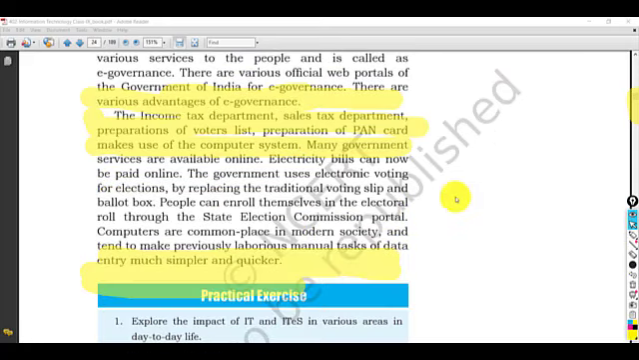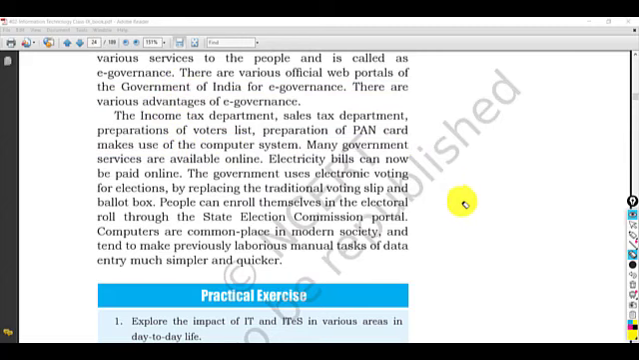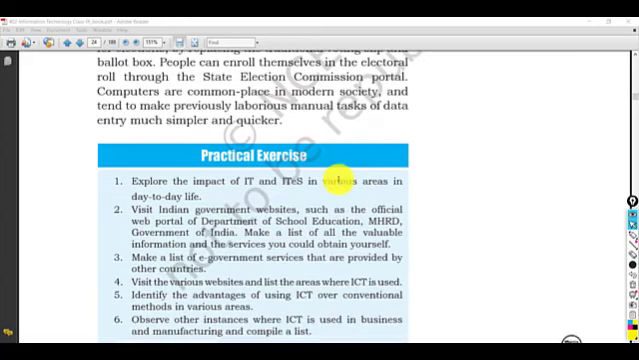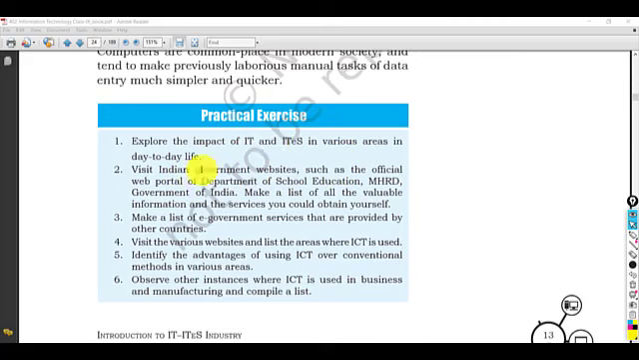Now the next is the exercise you will practice. So see here, this is the practical exercise. This first unit has been completed and you should do this practical exercise. What you should know from this unit is to explore the impact of IT and ITeS in various areas of day-to-day life. Where it is used in day-to-day life, you should know examples.